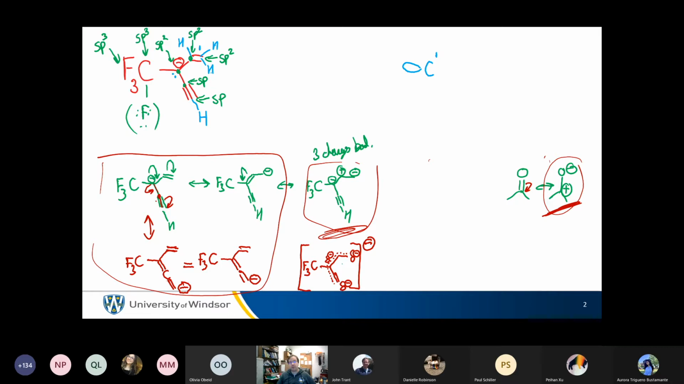Dotted lines represent partial double bonds. So in some cases there's a double bond there, and in some cases there isn't. Okay.